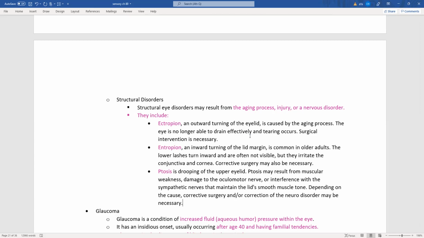So the way I remember that, because I know it might be on the test, this is what made me remember this one. Entropion, inward. Ectropion, outward. So I'm looking at it like exit. I know it's just called ec, but I'm looking at it like exit. Ectropion, outward.